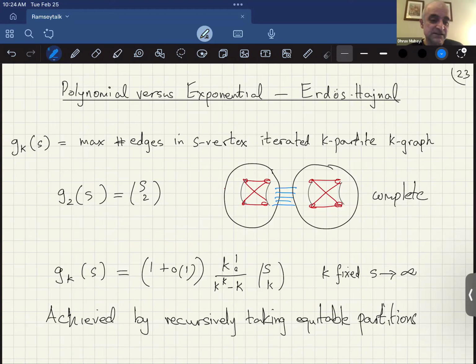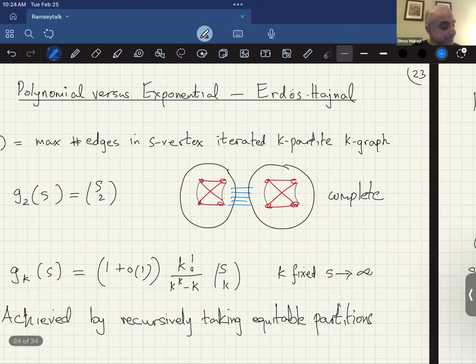For graphs, this doesn't make sense, because once you keep iterating this construction, you get a clique. You already had two cliques, you take them and put all the edges between them, and you get a clique. So for graphs it's a clique, but for hypergraphs, you don't get cliques, you get these iterated hypergraph things. In the Erdős–Hajnal conjecture, it turns out the number of edges you get is some fraction of s choose k, k factorial over k to the k minus k, and the way you achieve it is by taking everything as equal as possible. The point is g_k(s) is a number, for every s and every k, where k means k-uniform. This is just the number of edges you can get in an iterated k-partite hypergraph.